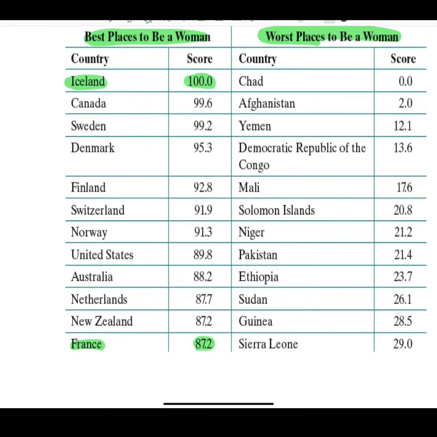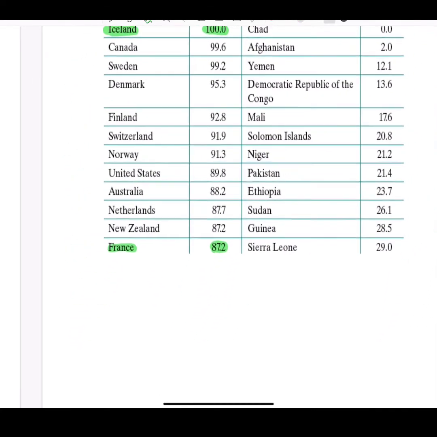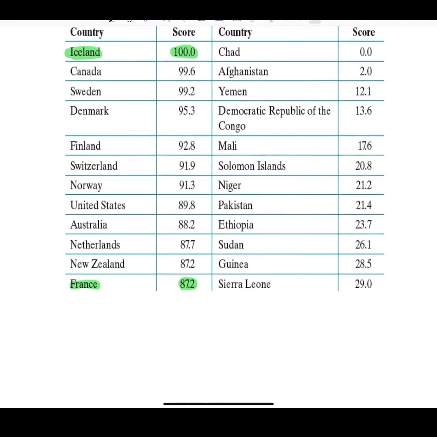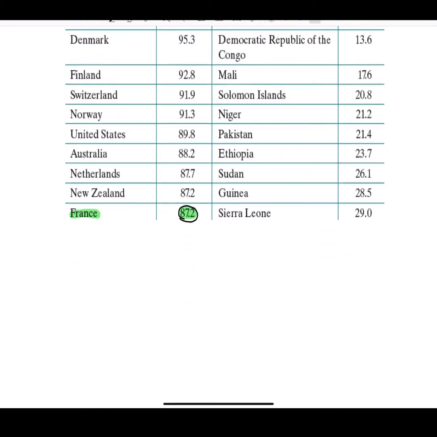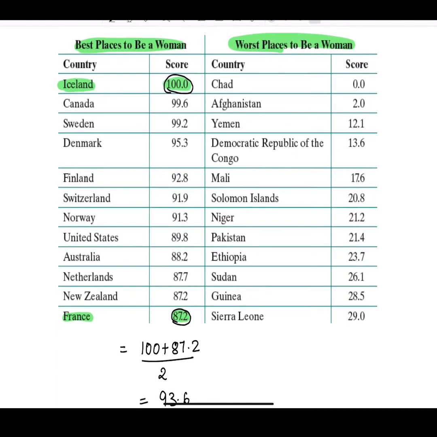So how do I find the midrange? I simply add the lowest and the highest and divide it by 2. So for the best places for women, the midrange is 100 plus 87.2 divided by 2, which is 93.6.